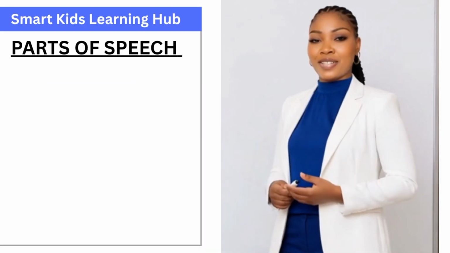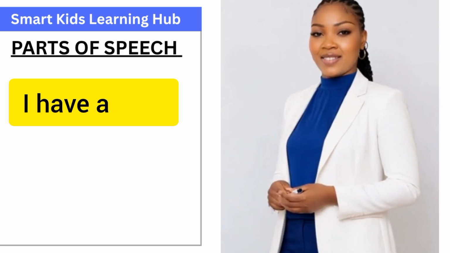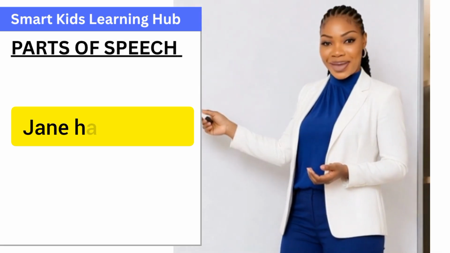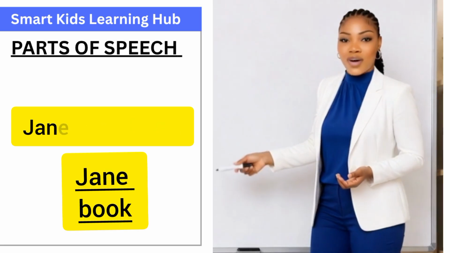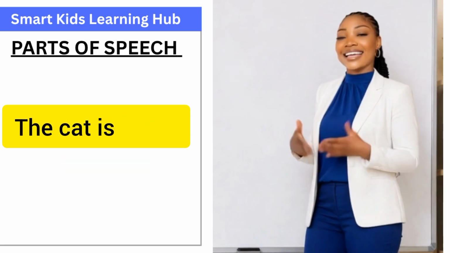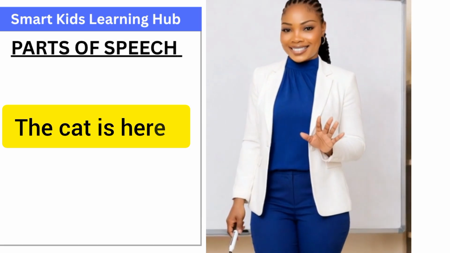Let's look at a simple example. I have a bag. Can you tell the noun in that sentence? Another example is Jane has a pen. We have 2 nouns in that sentence. Can you tell them? That's correct. What about in this sentence? The cat is here. Cat is an animal. So that's the only noun in that sentence.